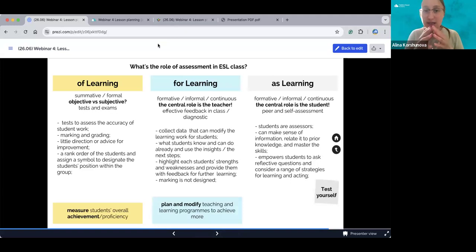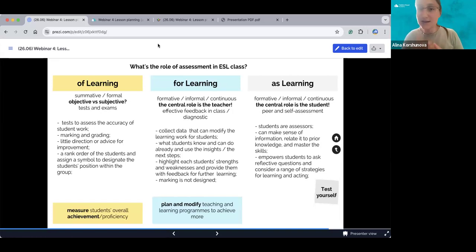So if we sum up, this type of assessment helps to plan and modify teaching and learning programs to achieve more. Let's imagine if we don't do that, we would not adjust materials to students' needs. We would not know what weaknesses our students have, what topics they need to revise. And if we don't consider their needs, probably our teaching and their learning would not be that successful, yes? So we should do that all the time.